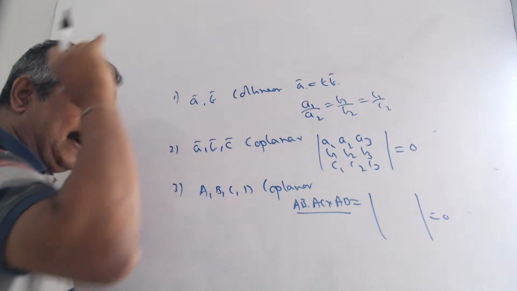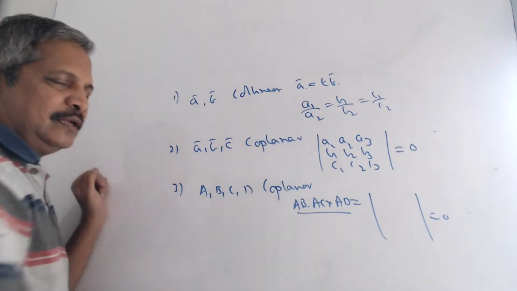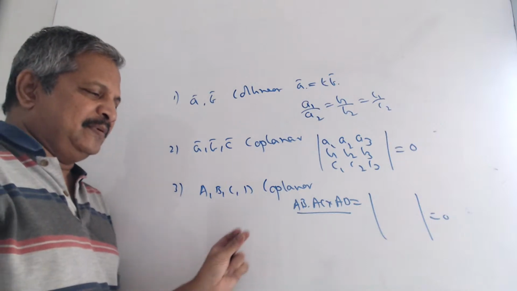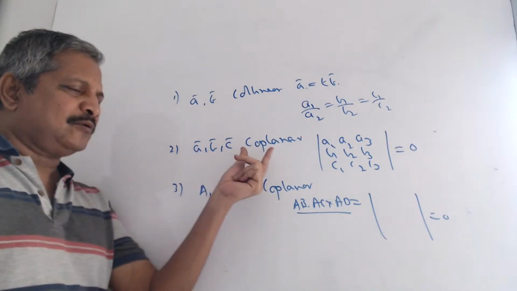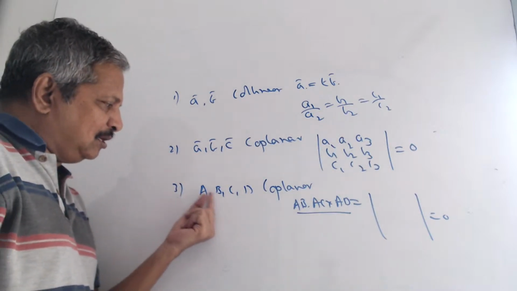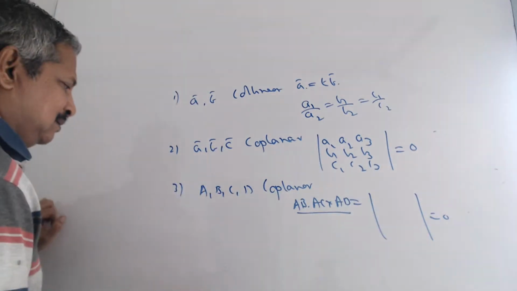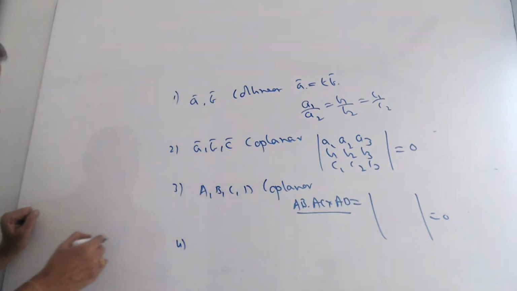If A and B are parallel or collinear, A is T into B. If two collinear vectors are there, A1 by B1 equal to A2 by B2 equal to A3 by B3. If A, B, C are coplanar, then the box product is 0. If A, B, C, D are coplanar, then [AB, AC, AD] is also 0. That also you remember. Next one, volume of a parallelepiped.